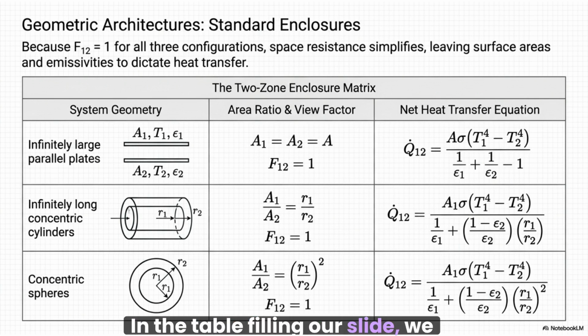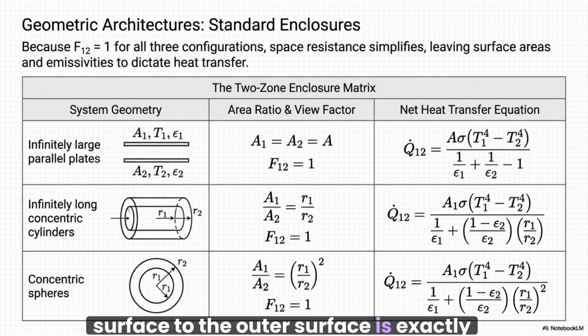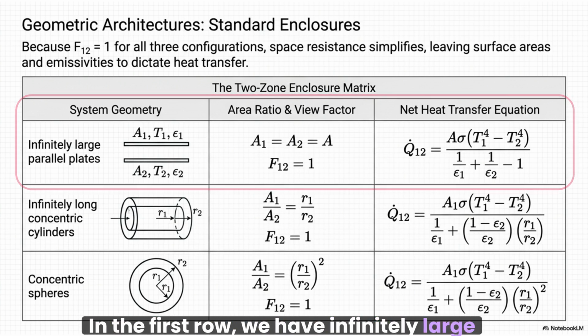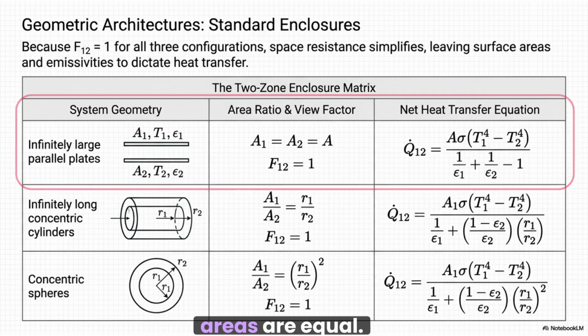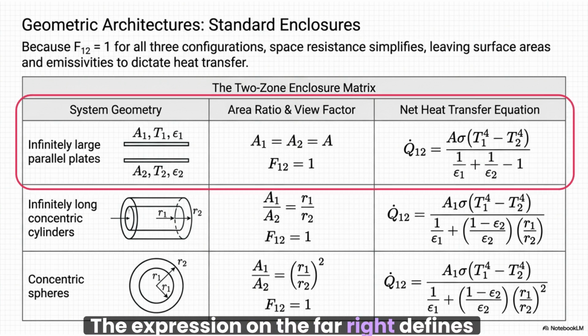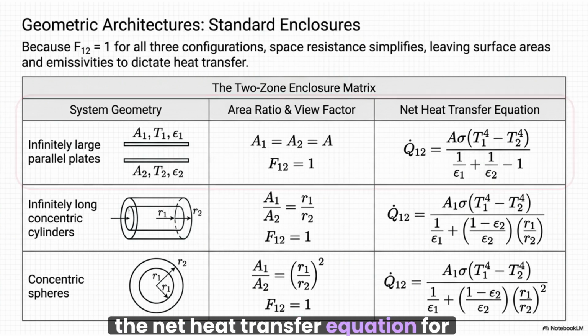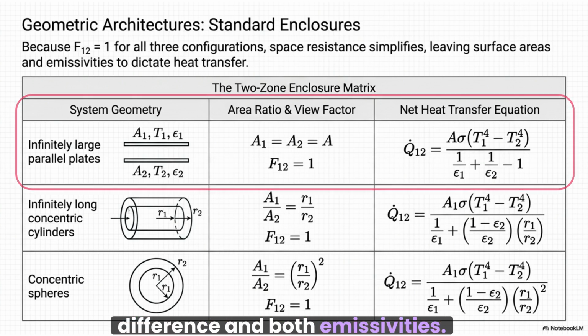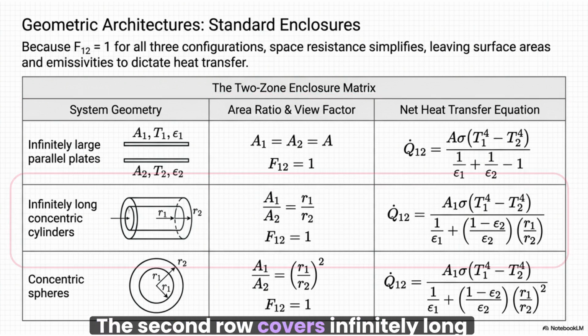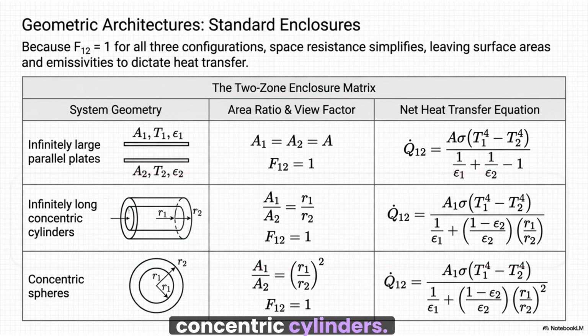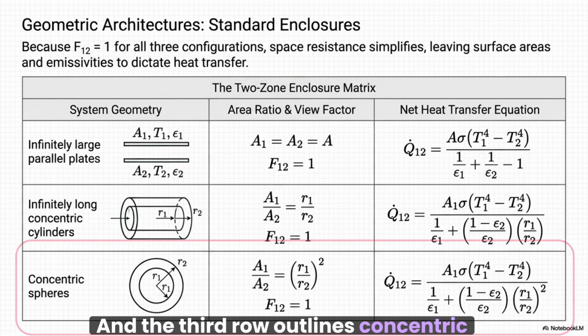In the table filling our slide, we examine three classic configurations, where the view factor from the inner surface to the outer surface is exactly equal to 1, meaning the space resistance simplifies dramatically. In the first row, we have infinitely large parallel plates, where the surface areas are equal. The expression on the far right defines the net heat transfer equation for parallel plates, showing how it depends on the temperature difference and both emissivities. The second row covers infinitely long concentric cylinders, and the third row outlines concentric spheres.